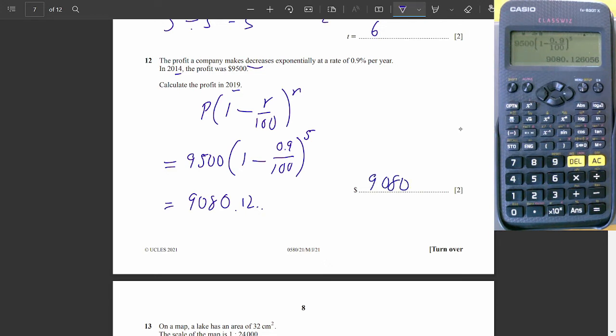Think, does this make sense? Yes, the amount is less, not by too much. 0.9% is not too much, and we know we got the right answer.